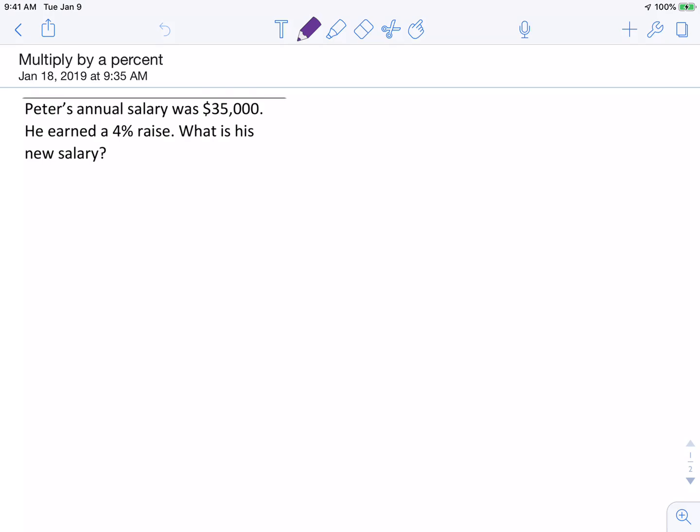Okay, today we're going to talk about changing a percent to a decimal so you can solve problems that include percentages. Our example is going to be about Peter who earned a raise. Peter's annual salary was $35,000. He earned a 4% raise. What is his new salary?